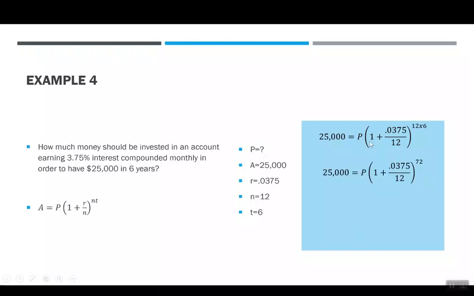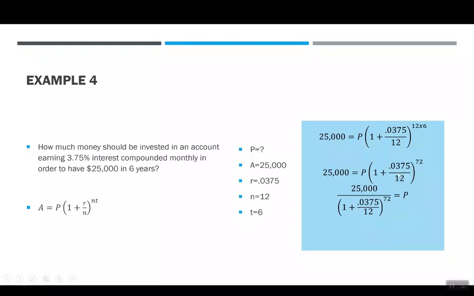So just like I've done in all the other problems, I'm going to start with 12 times 6 is 72. To get P, I'm going to want to divide 25,000 by this whole amount that's in the parentheses. I try not to do any estimations or any rounding until the very end. So you can see I'm going to put this whole thing into my calculator. So I'll have 25,000 divided by parentheses 1 plus 0.0375 over 12, close parentheses to the 72.